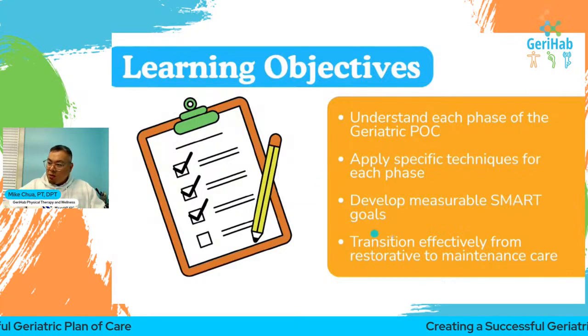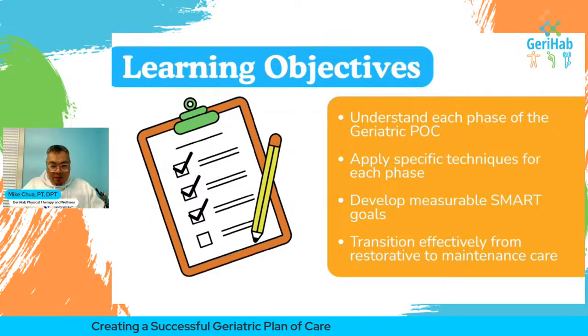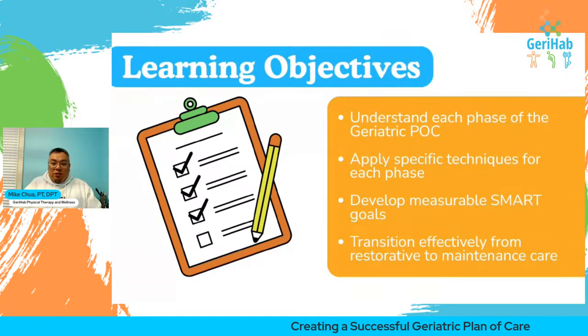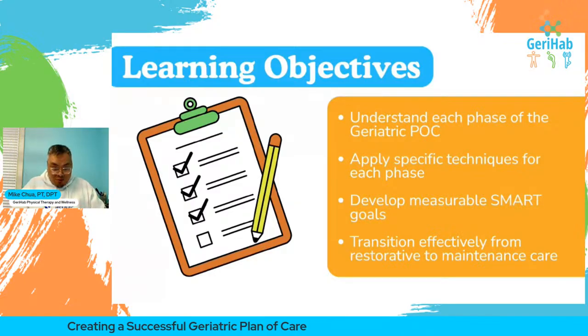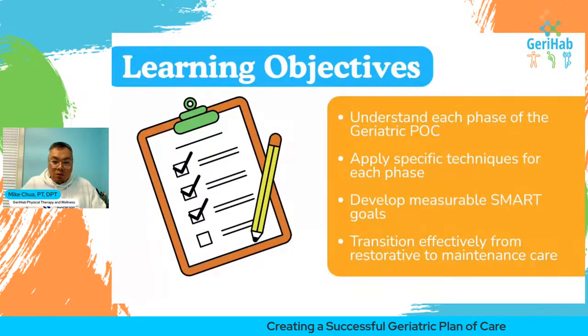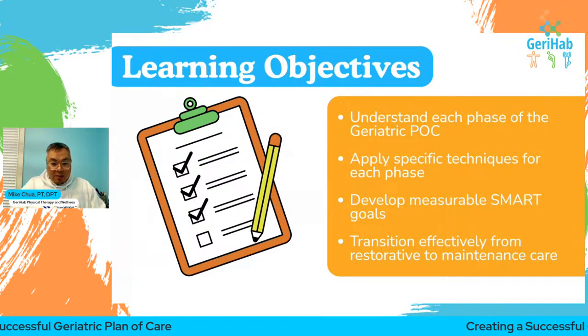Of course, we have to make sure we develop measurable SMART goals. What are SMART goals? Specific, measurable, attainable, realistic, and time-bound goals. Imagine if you have a geriatric patient and we tell them, okay, let's return to sports. Medicare will not pay for a return to sport program. It has to be a functional return to previous level of function, not return to sports. It could be a good goal, right, to their baseline level.